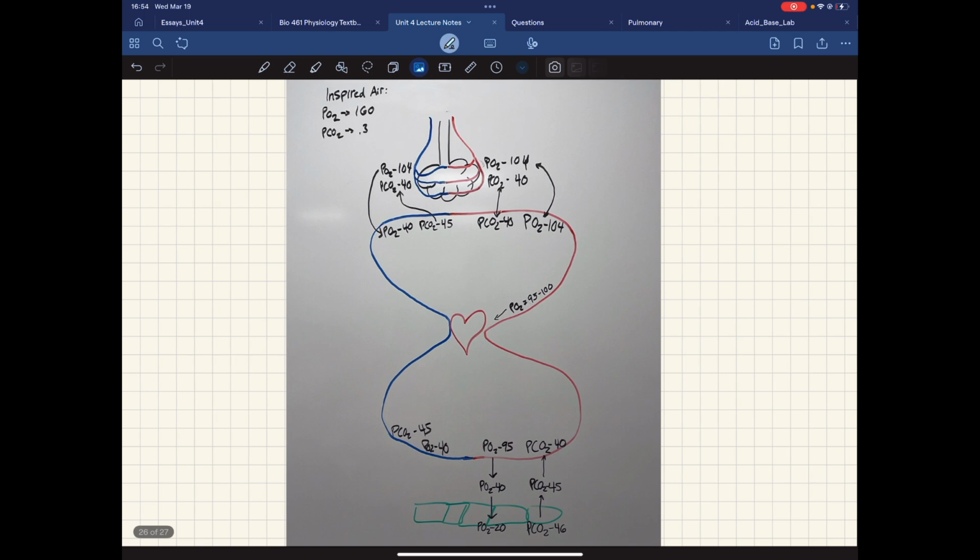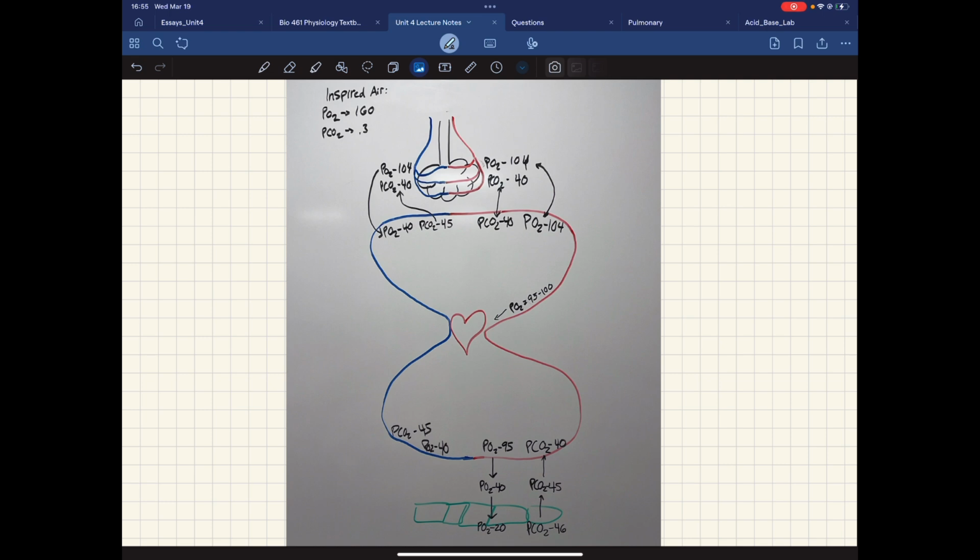Okay, so the first one I want to talk about is how oxygen and CO2 are exchanged at the point of the alveoli into the capillaries within the lungs, and then how the blood transports these gases from the lungs to the heart, and then from the heart to the tissues, and then from the tissues back to the heart, back to the lungs, where the exchange happens again.